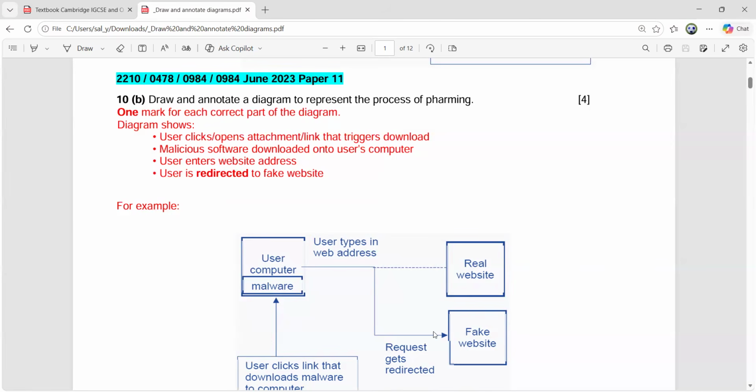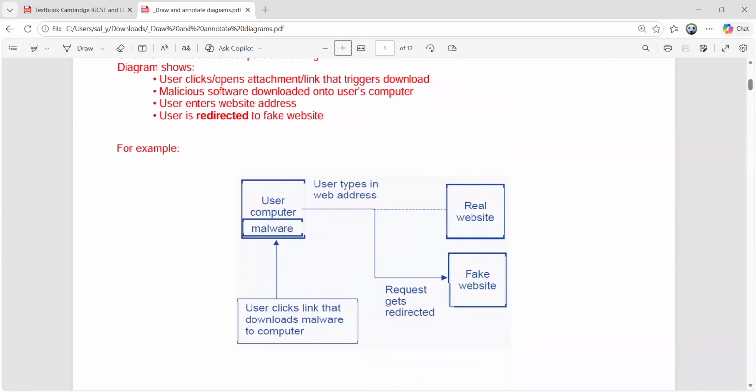Again, we can see here, actually, the answers are taken just from the marking scheme, so that you are completely clear how the questions work. They want you to include these things at least. So the user's computer, and inside it you have drawn malware, showing that malware is installed. And then you have written a statement: the user is clicking on the link that is going to download malware on the computer. And then you can see it's directed to the fake website rather than the original one.